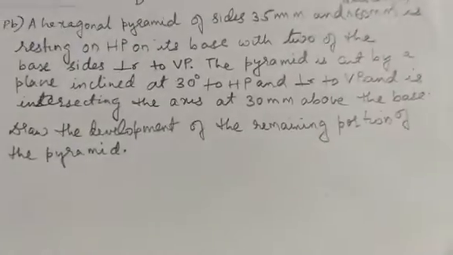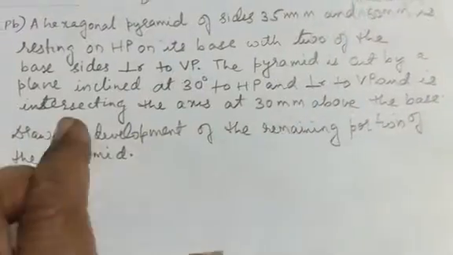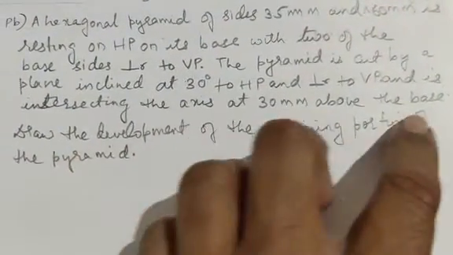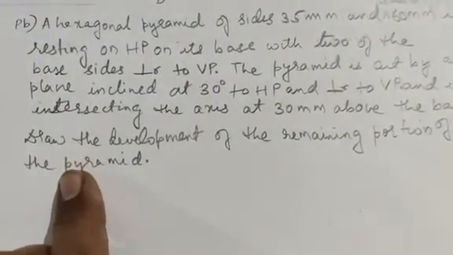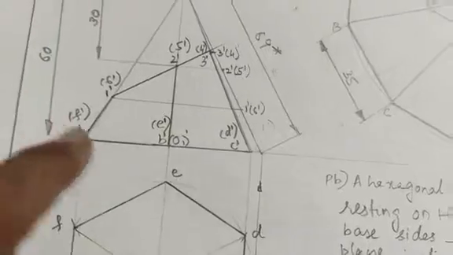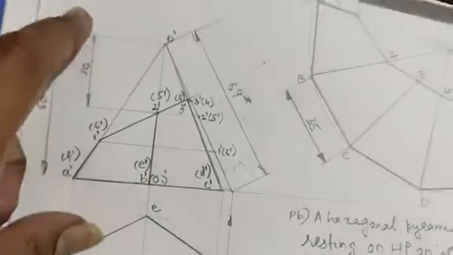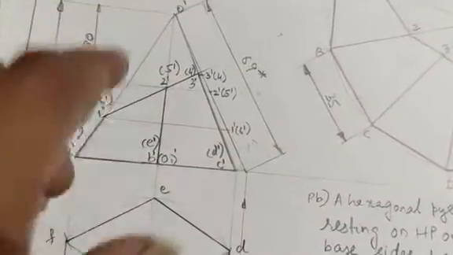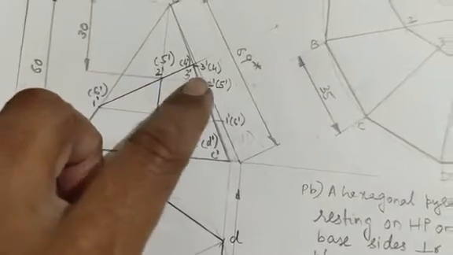And is intersecting the axis 30 mm above the base. Okay. So what you do? So this total length is 60 mm. 30 mm above the base you can take, or 30 mm from top you take. Both are the same thing. You draw a line here.